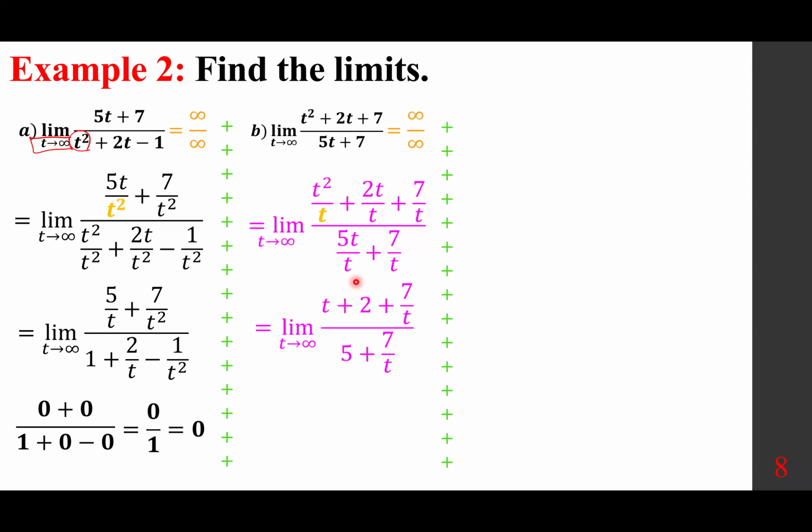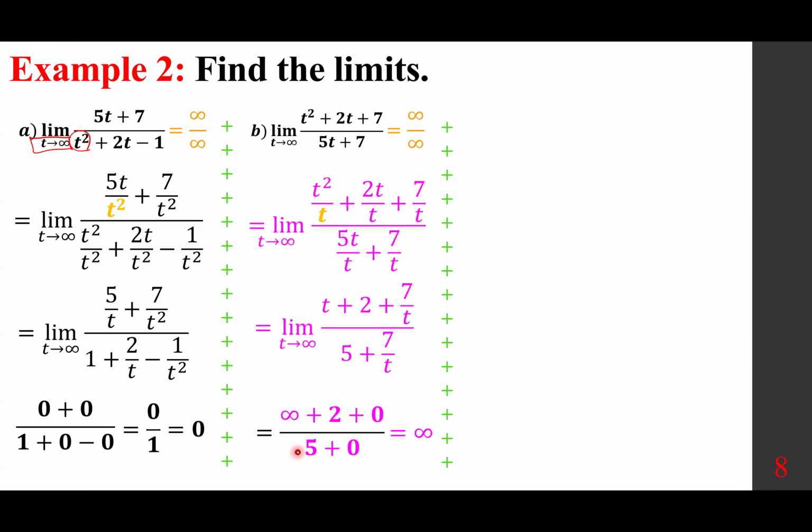We end up with the limit as t approaches infinity of (t + 2 + 7/t) over (5 + 7/t). We are going to replace the t. We get infinity here, 2 here, 0 here, 5, 0 here. So the numerator is infinity plus 2, or 2,000, or minus 10,000, makes no difference, divided by 5 or 5 billion, makes no difference. The answer is infinity. The only thing you want to be careful of: if you're dividing by a negative, the answer is negative infinity.